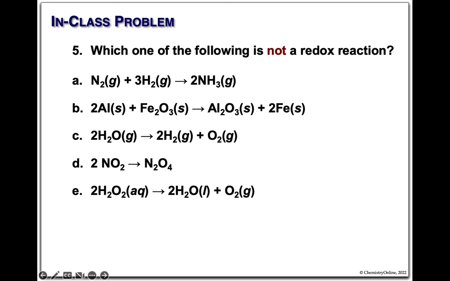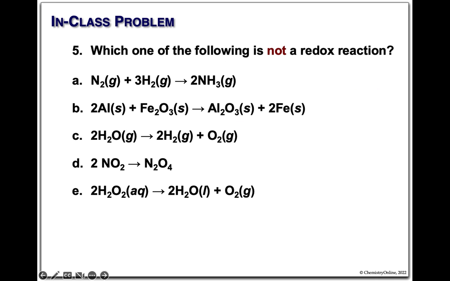All right, which of these is not a redox reaction? Now, there are 2 ways to do this. The hard way and the easy way. The hard way: we're going to look at all of these and assign oxidation numbers.